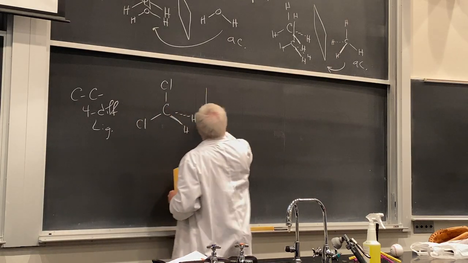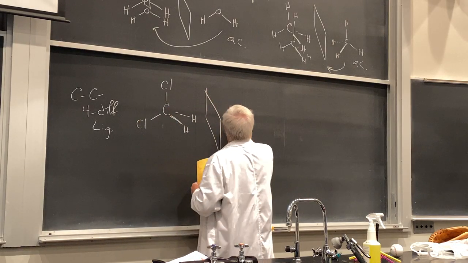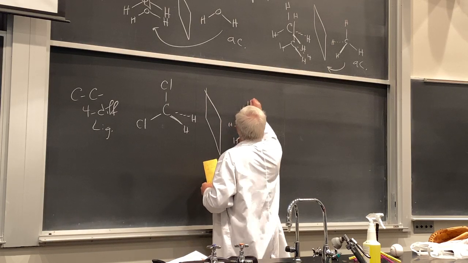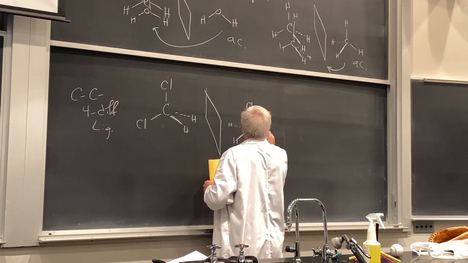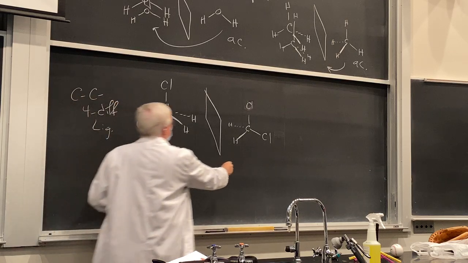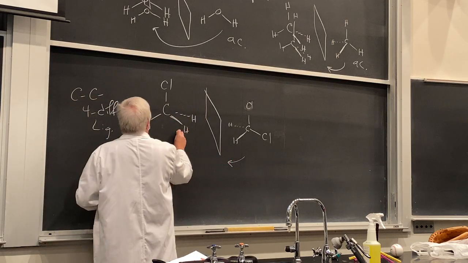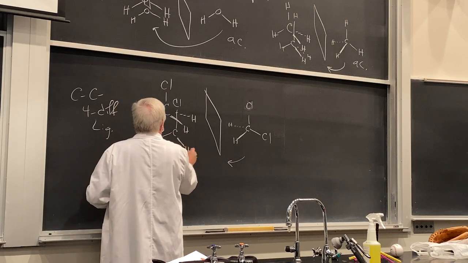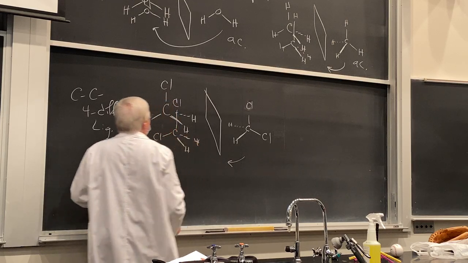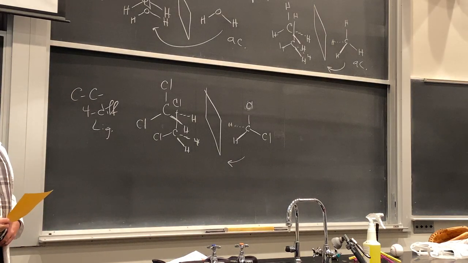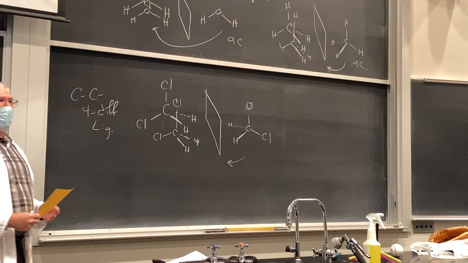But let's see, what would its mirror image look like? It'd look like this. Hydrogen coming out there, chloride at the top, chloride in the plane right there. You see we could take that, rotate it around, and put that right on top of the original structure. And that would be congruent. It would be superimposable on its mirror image. So therefore it's what? Achiral. Okay.